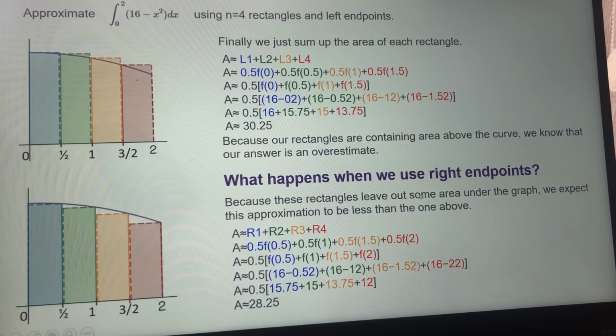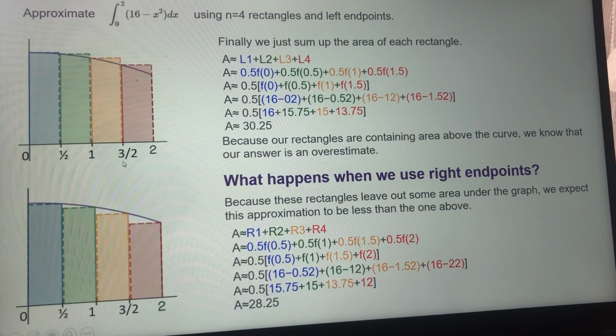And what happens when we use right hand points? This time, instead of 0, 1 over 2, 1, and 3 over 2, we will use the right ones, which means that we are going to start with 1 over 2, 1, 3 over 2, and 2. Again, the base areas are same, 0.5, but this time we need to sum them, the f of 0.5 till f of 2. And if you plugged in, this is what you will get. So you can see that this result is less than the real area. This result is more than the real area.